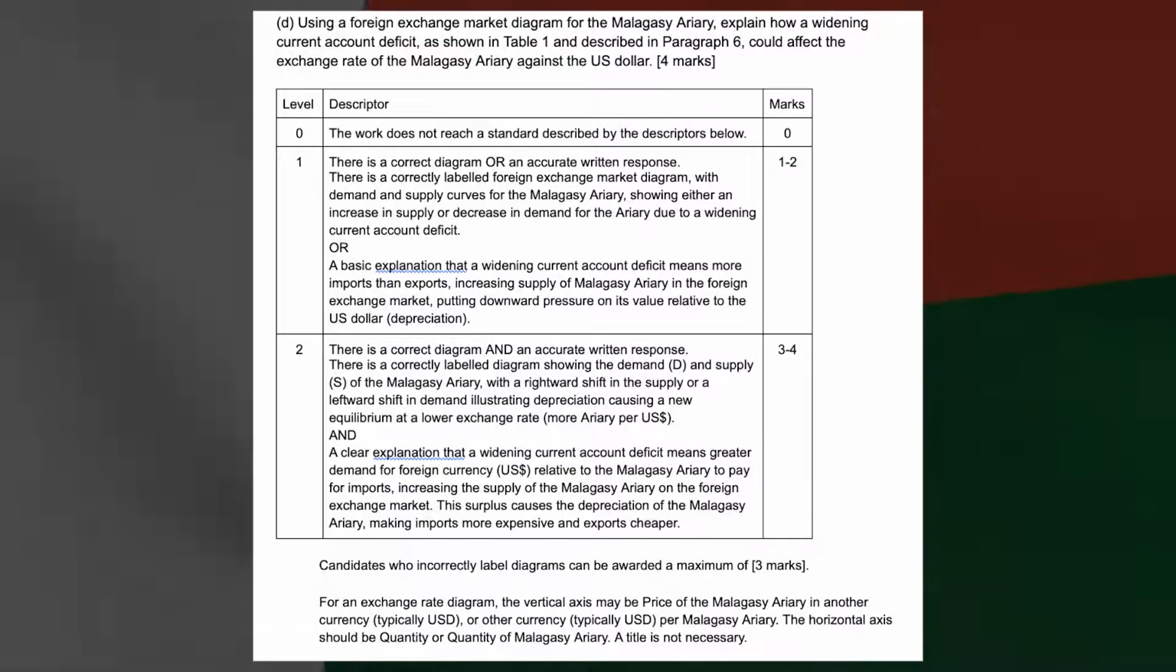3 to 4 marks. Candidates who incorrectly label diagrams can be awarded a maximum of 3 marks. For an exchange rate diagram, the vertical axis may be price of the Malagasy ariary in another currency, typically USD, or other currency, typically USD, per Malagasy ariary. The horizontal axis should be quantity or quantity of Malagasy ariary. A title is not necessary.